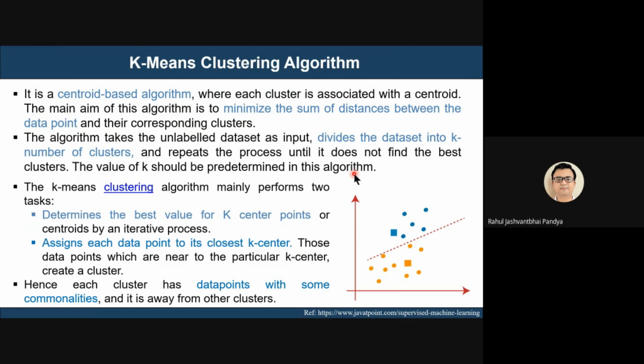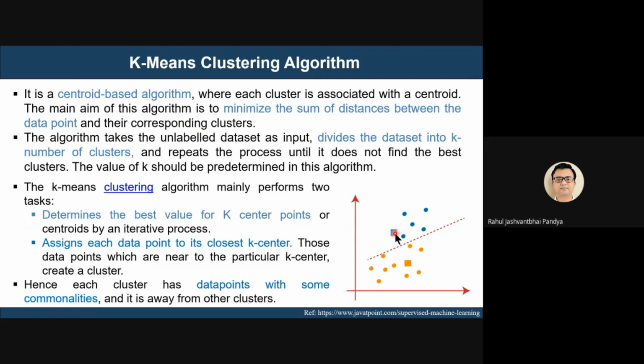K-means clustering mainly performs 2 tasks. The first is to determine the best value of k, which is the number of center points. Let's say k equals 2 here; in that case, there will be 2 clusters framed, or you can say 2 centroids. Using the iterative process, it runs multiple iterations to find the best value of k, and it assigns each data point to its closest center.